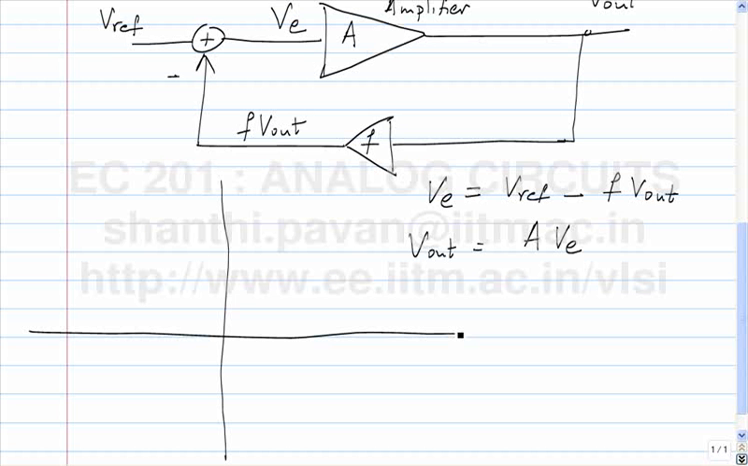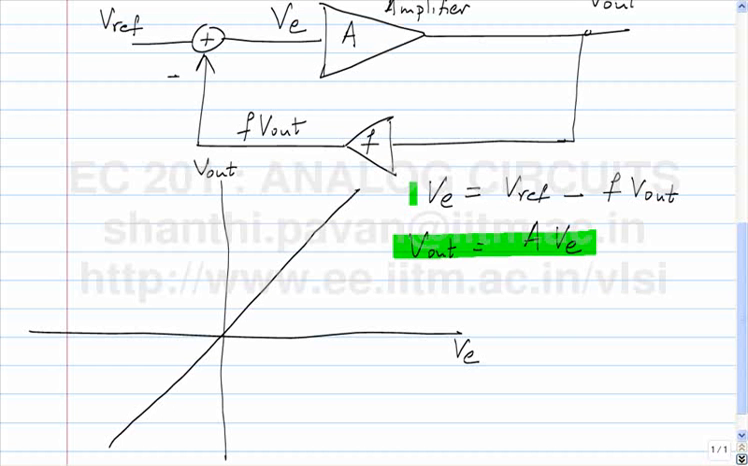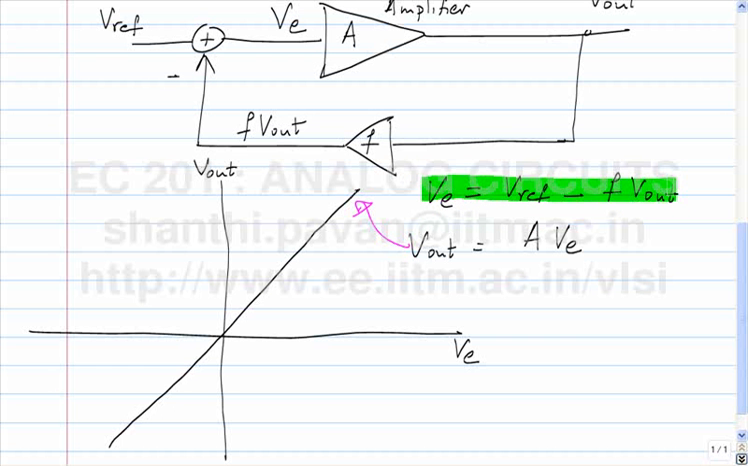Once you draw a graph, the first thing to do is label the axes. So what are the axes I would like to use? VE on the x-axis and V out on the y-axis. If I had to plot V out as A times VE, it's simply a straight line through the origin. What about this equation? Thankfully, this is also a straight line.